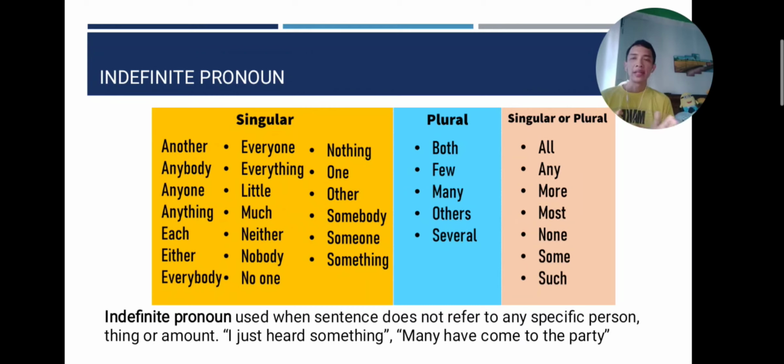So there are some indefinite pronoun types like another, anybody, anyone, anything, and so on. Those are used for singular things, as subject or object. When you are talking about plural, you can use both, few, many, others, and several. But the following pronouns can be used as either singular or plural. For example, all, any, more, most, none, some, and such.